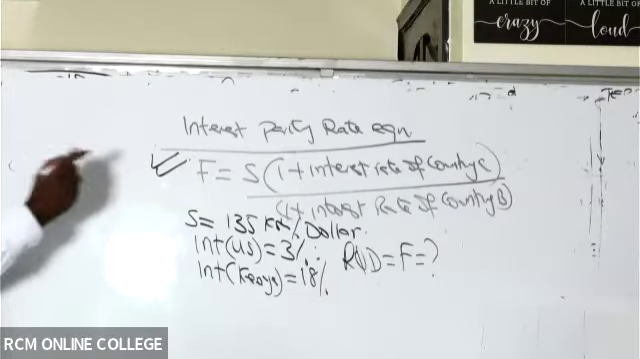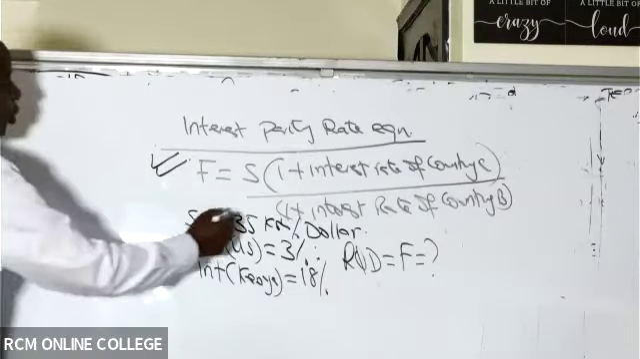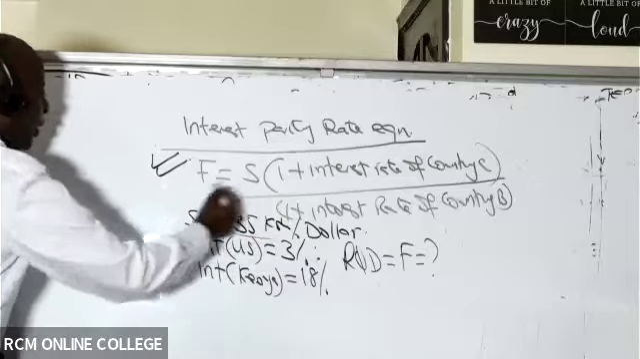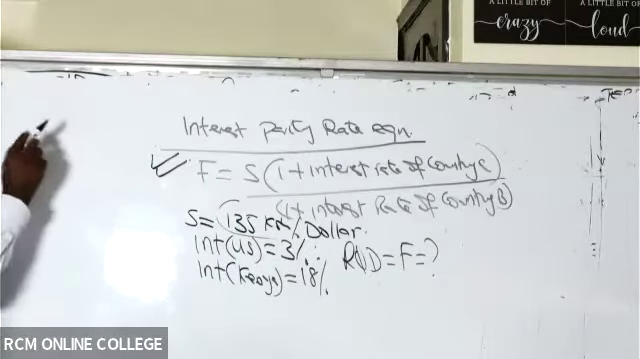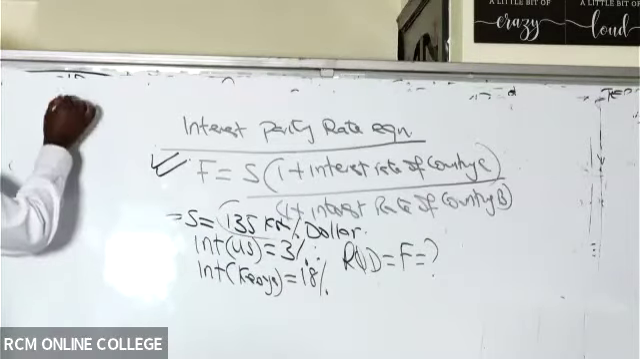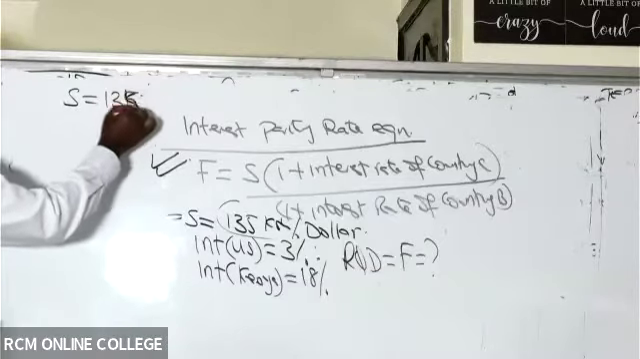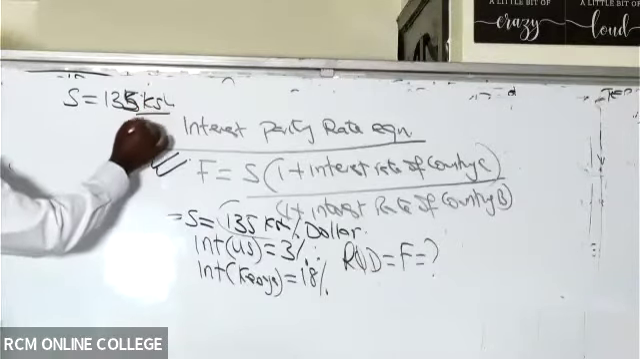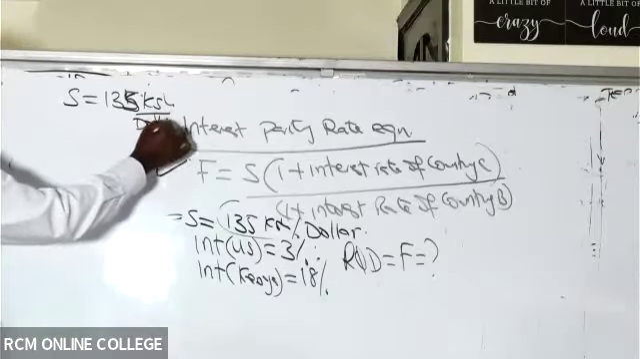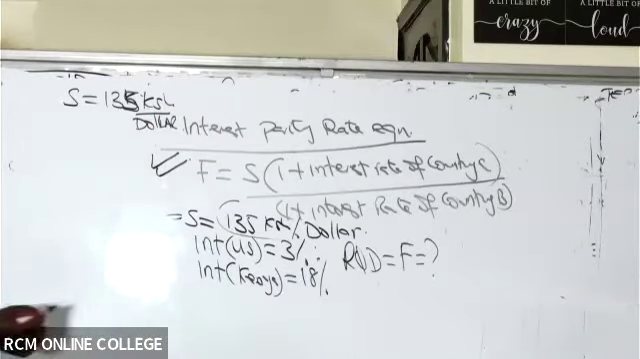Now, please listen. For you to know which one is the numerator and which is the denominator, you look at the expression of the spot given. The spot which has been given here is 135 Kenya shillings per dollar. You see, per dollar means that the dollar is the denominator.